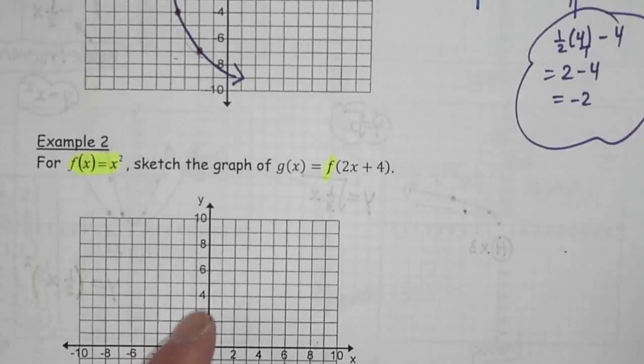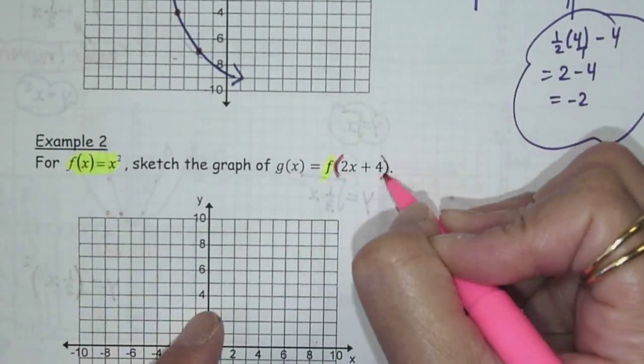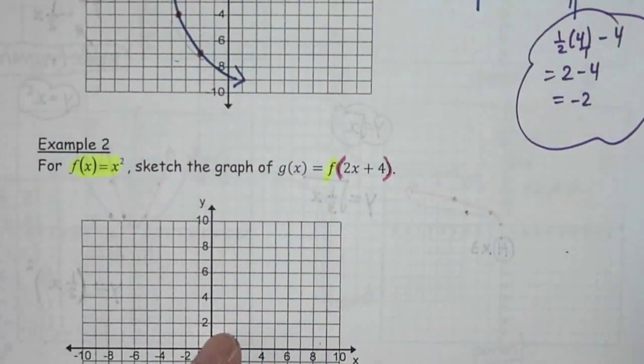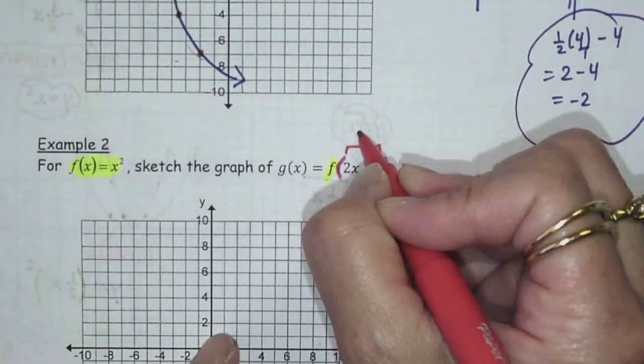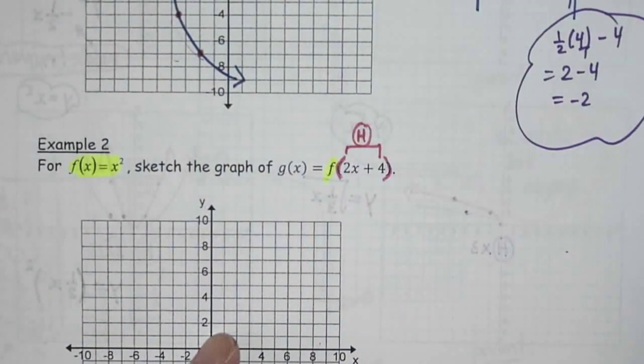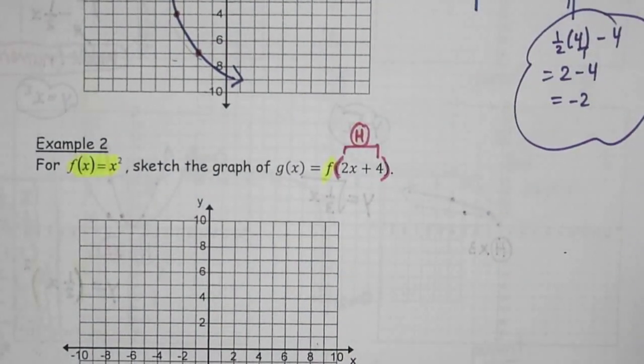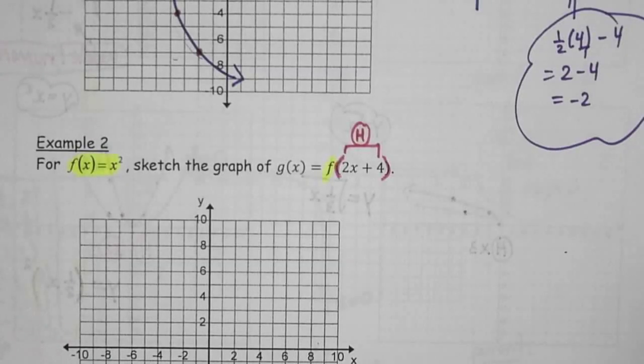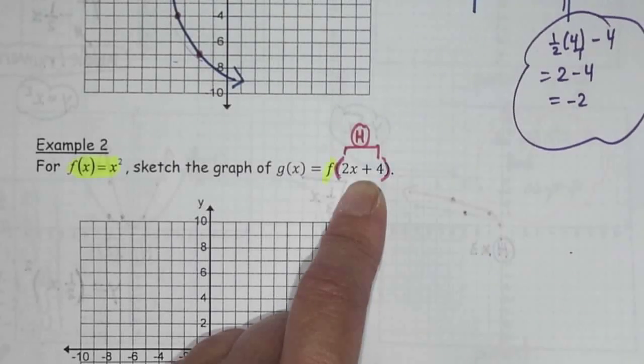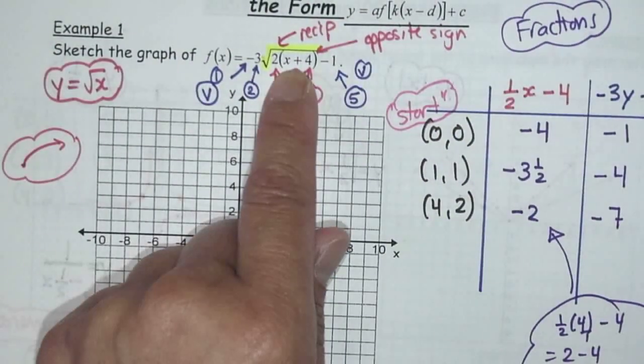The bracket is obvious on this one, right? Because the bracket is here. So everything in the bracket is horizontal. So this whole thing is horizontal. How many things are happening? How many transformations are happening here? Two of them.